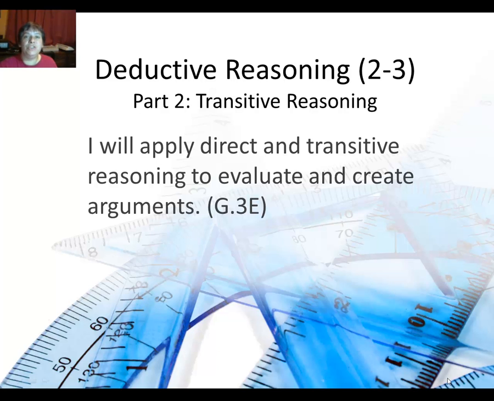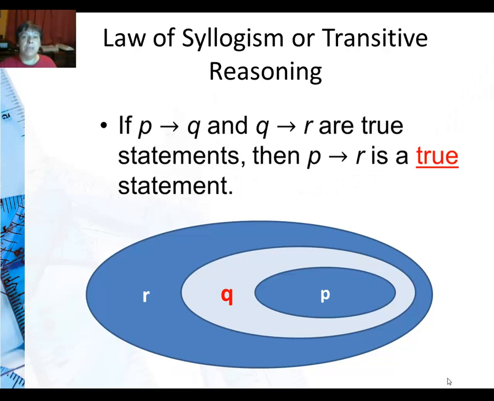Now we'll take a look at transitive reasoning. Direct reasoning was if P, then Q. Now we're going to add a few more steps. So this leads us to the law of syllogism, or transitive reasoning. Basically, it starts with the same beginning: if P, then Q. If I'm standing in P, then I have to be in Q.